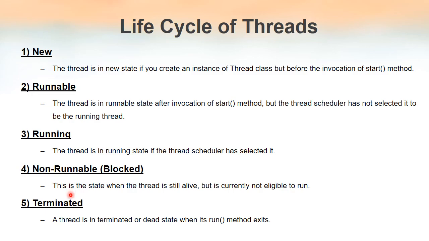Then if the thread is waiting for some input, or for some resources like memory or an output device like a printer, depending upon the program, or if you are asking the thread to sleep for some time, in such cases the thread will be moved from the running state to the blocked state. Blocked state means the thread is alive. The thread is not dead, it is alive, but it is waiting for some reason, which means it is not currently eligible to run. So the thread is waiting for something, or it is forced to wait for some time. In all such cases, the thread will be moved to the blocked or non-runnable state.